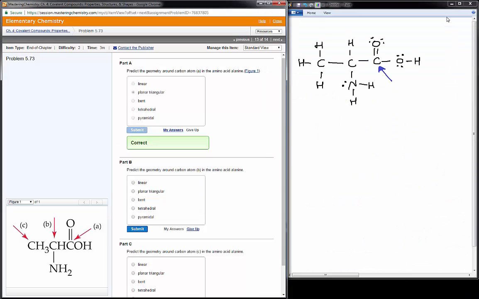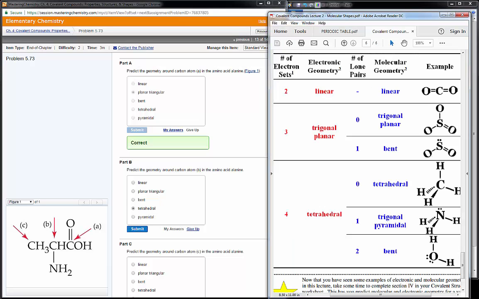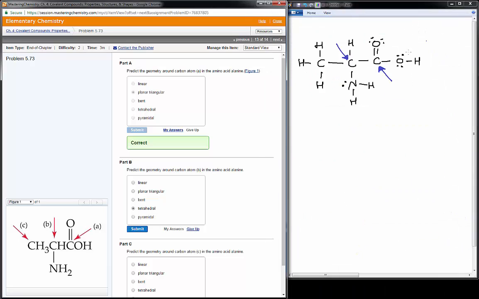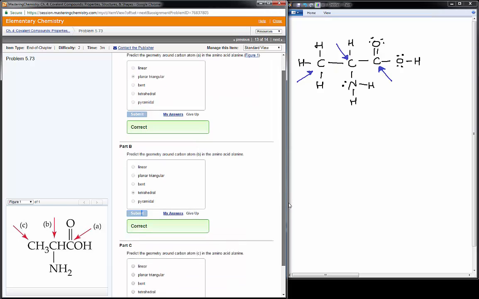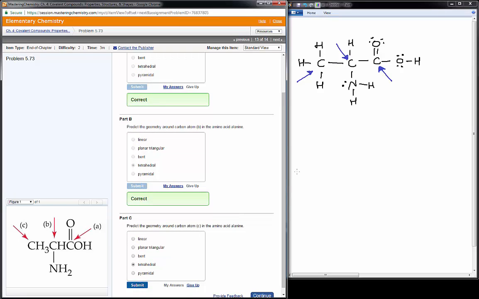What is the geometry around carbon atom B? That's this one here, or this one here. And you'll see this carbon atom has 1, 2, 3, 4 single bonds, no lone pairs. That gives it tetrahedral molecular geometry. Again, 4 electron sets, no lone pairs, tetrahedral. Finally, carbon atom C right here. I have 4 electron sets, no lone pairs. So again, that is going to be tetrahedral.